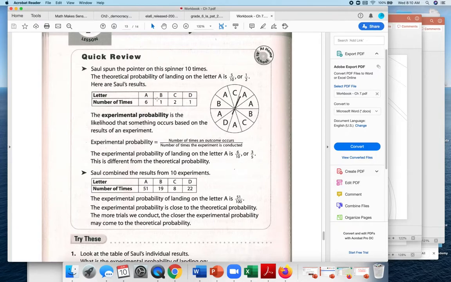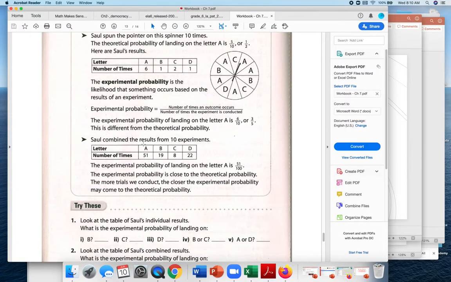All right, now here are the actual results of Saul's spinning. A, they got 6 times. Ooh, more than what we would have expected. B, 1, C, 2, and then D, 1. So that's what they got for the experimental probability. So again, here we go, we have the whole definition again if you want to see it.